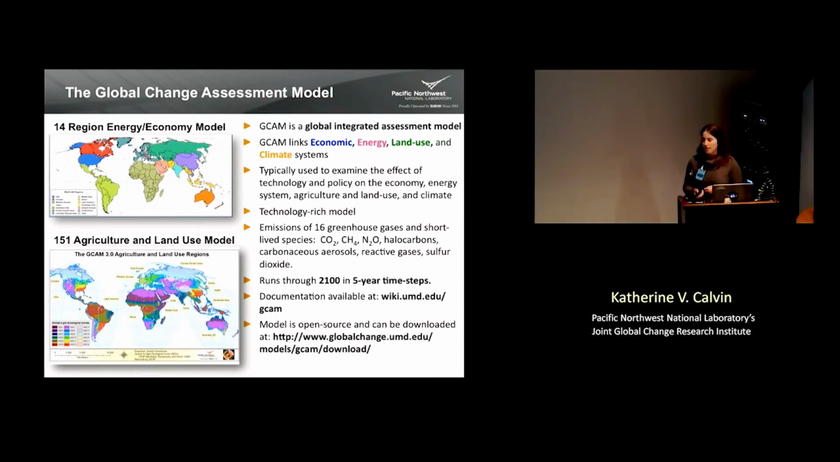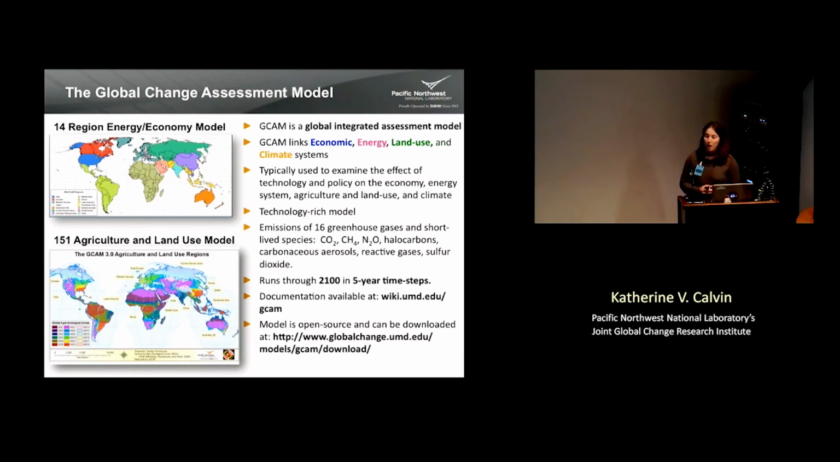We track emissions of 16 greenhouse gases and short-lived species, including all of the Kyoto gases, but we also do aerosols, reactive gases, and sulfur dioxide. The driver for that has a lot to do with our interactions with climate models. Those are substances that they're really interested in, and so we want to keep them.